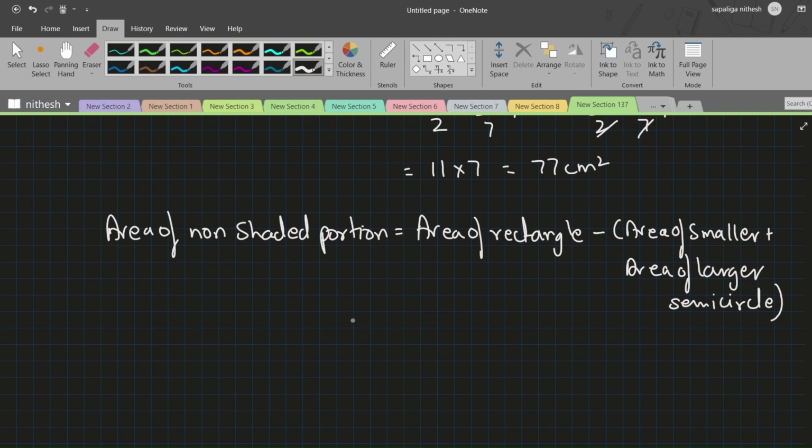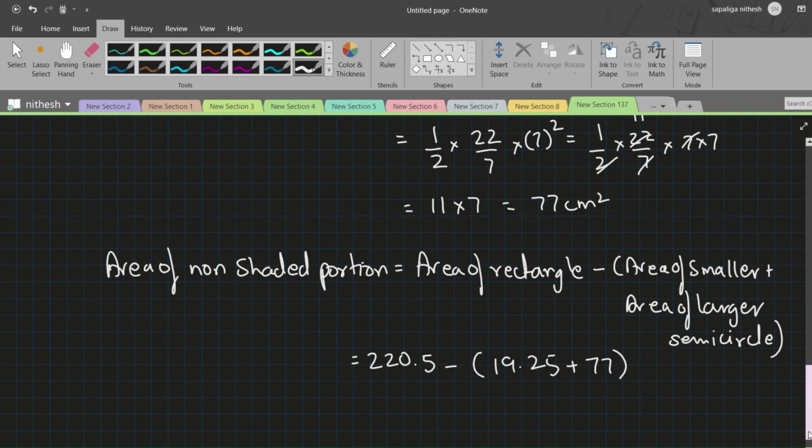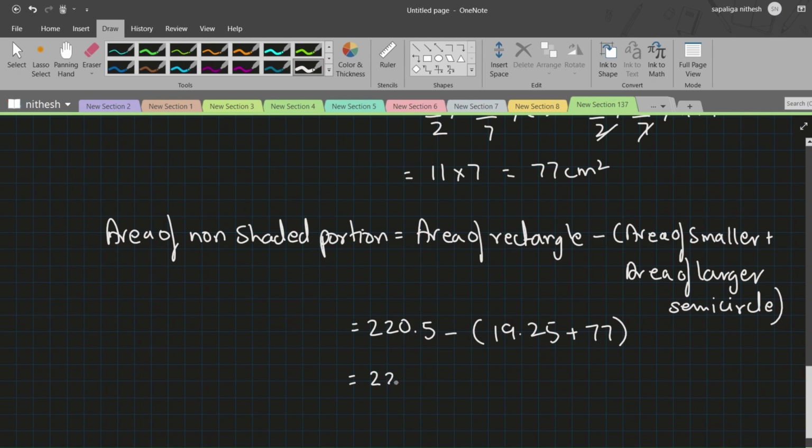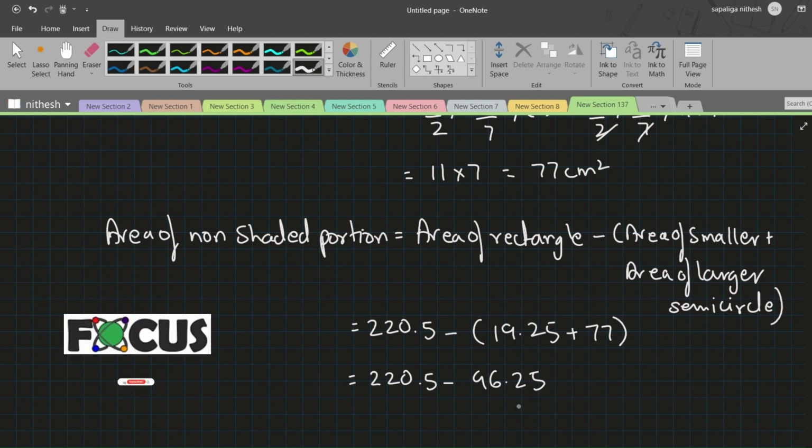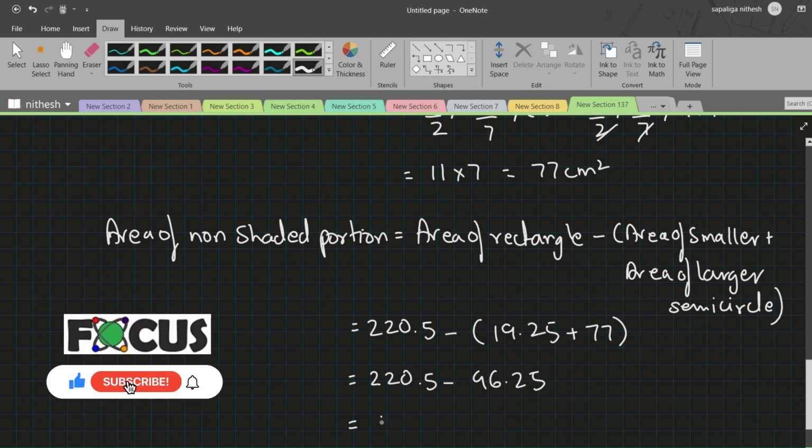Which is equal to 220.5 minus bracket 19.25 plus 77. We are going to solve the bracket first. So we get 96.25. So when we subtract 220.5 minus 96.25, we get 124.25 centimeter square. And that's the answer.